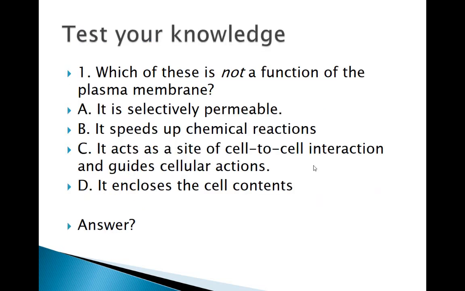So just to test your knowledge here, which of these is not a function of the plasma membrane? Is it A, it is selectively permeable, B, it speeds up chemical reactions, C, it acts as a site of cell-to-cell interaction and guides cellular actions, or D, it encloses the cell contents? So which of these is not a function?